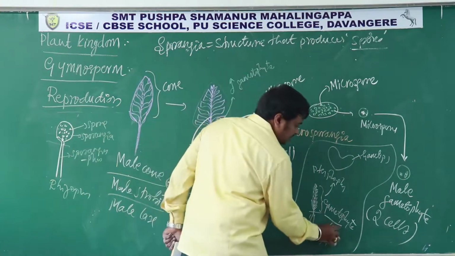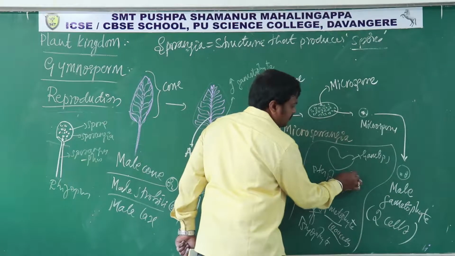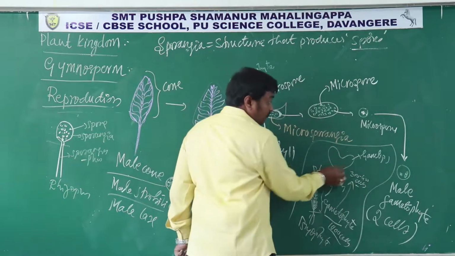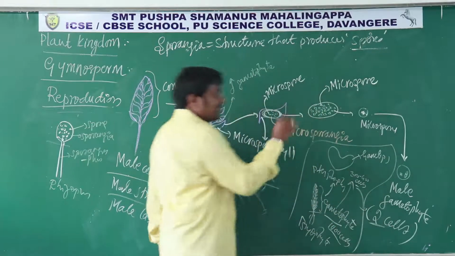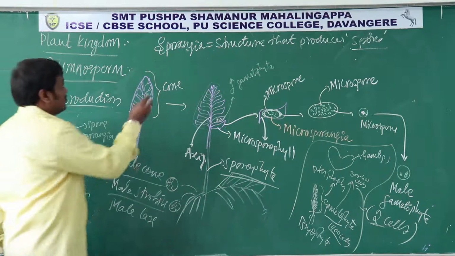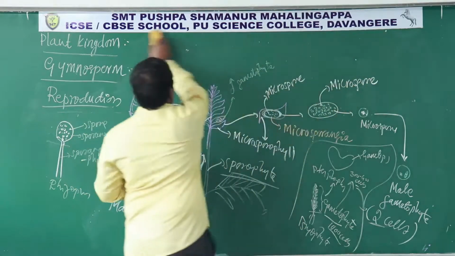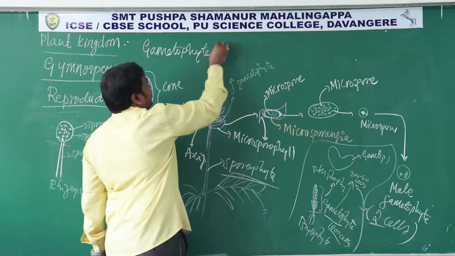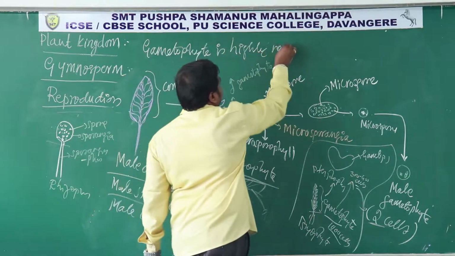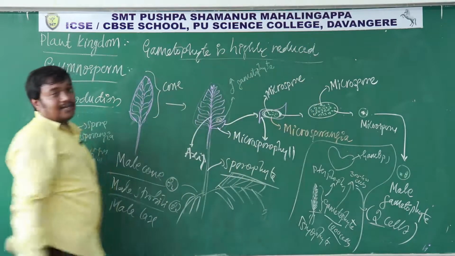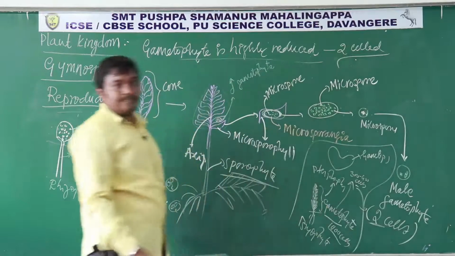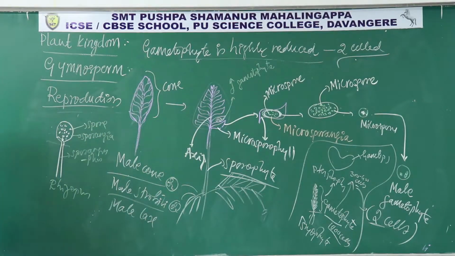If bryophytes have about 1000 cells, let us assume pteridophytes have about 300 to 400 cells. So it reduces from 1000 to 400 cells. Here it is a 400-cell gametophyte, but here only 2 cells. This is the reason why the gametophyte is highly reduced in gymnosperms. It contains only the 2-cell stage. This is about the male gametophyte in gymnosperms.